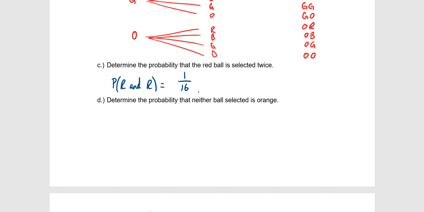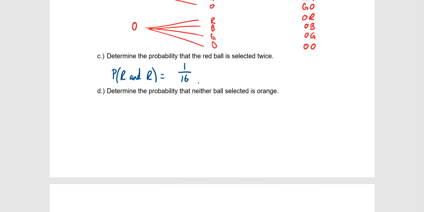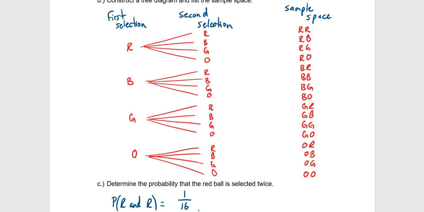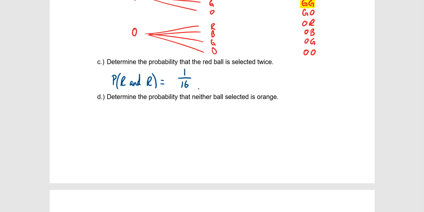And next we have determine the probability that neither ball selected is orange. So now we are looking here in our sample space to see when there's no oranges, no O's. So 1, 2, 3, 4, 5, 6, 7, 8, 9. And that looks like it's it. So there are 9 possible times when we don't get an orange, divided by 16 possible outcomes. So that probability is going to be 9 over 16.